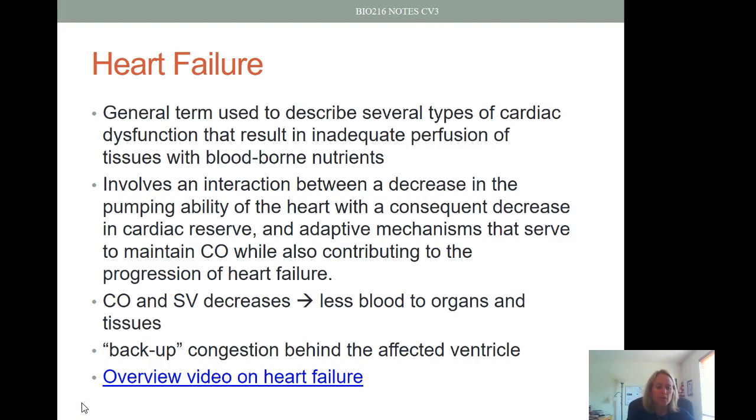With heart failure, we see a decrease in cardiac output and stroke volume, and this is going to result in less blood to organs and tissues. And secondarily, we would see backup congestion behind the affected ventricle. For instance, if the left ventricle were to fail, then blood would back up into the pulmonary venous circulation, to the pulmonary capillaries, and result in pulmonary edema.